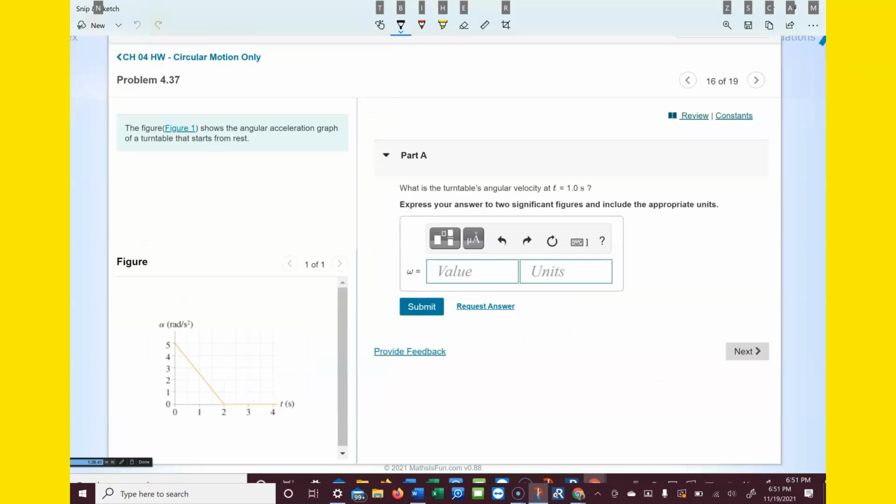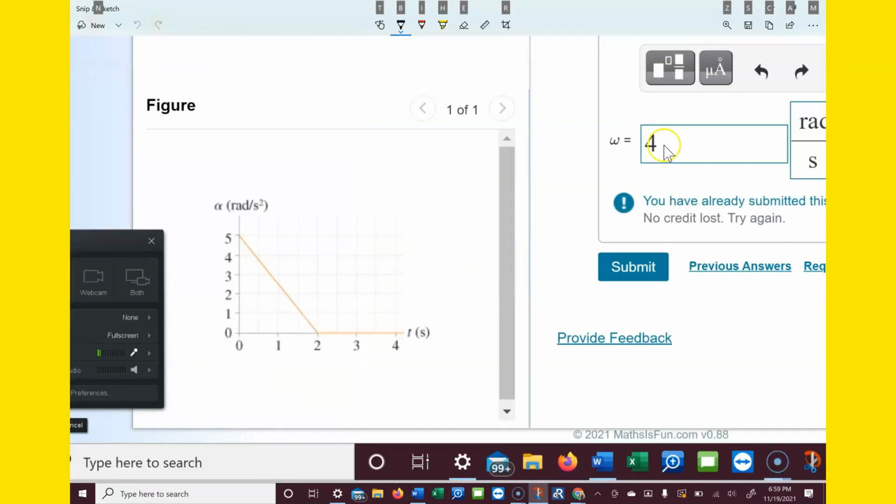And problem 16, we're looking at what? We're looking at the angular acceleration. It's asking about angular velocity. So if we're looking at acceleration and we want a graph of that and we want to know velocity, what are we looking for about that graph? We're looking for area. And it says at time t equals 1 second. So we're not doing the whole triangle. We're just doing this part of the triangle.